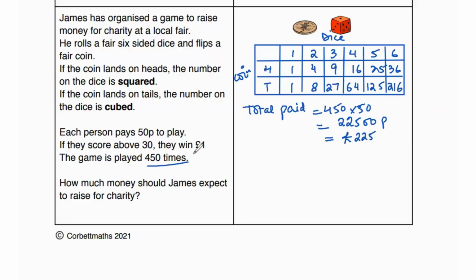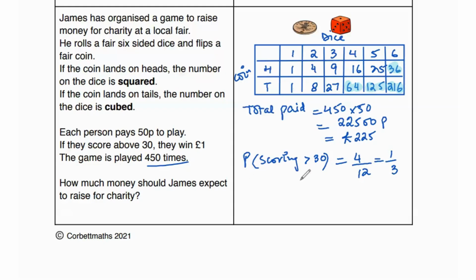Now, if they score above 30, they win £1. So to score above 30, if we look at our table, this is above 30, this is above 30, this, and this. So there are 4 possibilities of scoring above 30. So the probability of scoring above 30 is 4, and total outcomes are 12. So 4 out of 12, which is 1 over 3.